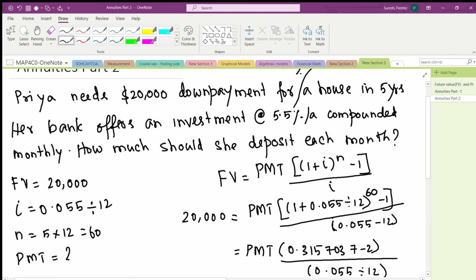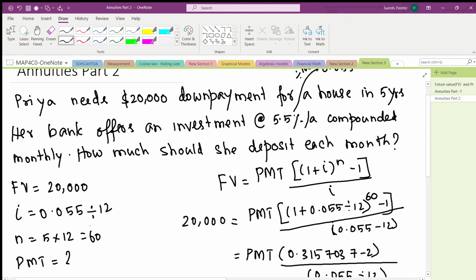Now this is a FV problem. Let us say you're paying down a loan, everything will work exactly the same. The formula obviously will look different, but the method is going to be the same. So I'm just leaving that to you.